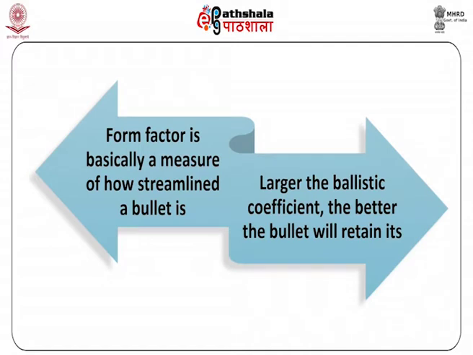Form factor is basically a measure of how streamlined a bullet is. Thus, the larger the ballistic coefficient, the better the bullet will retain its velocity and the lower the bullet drop for any given distance.